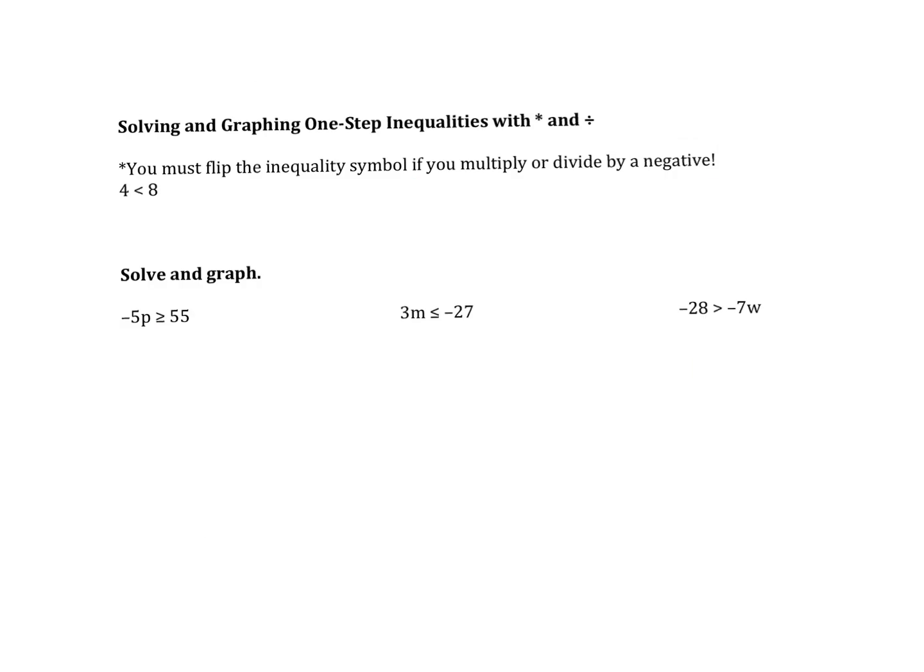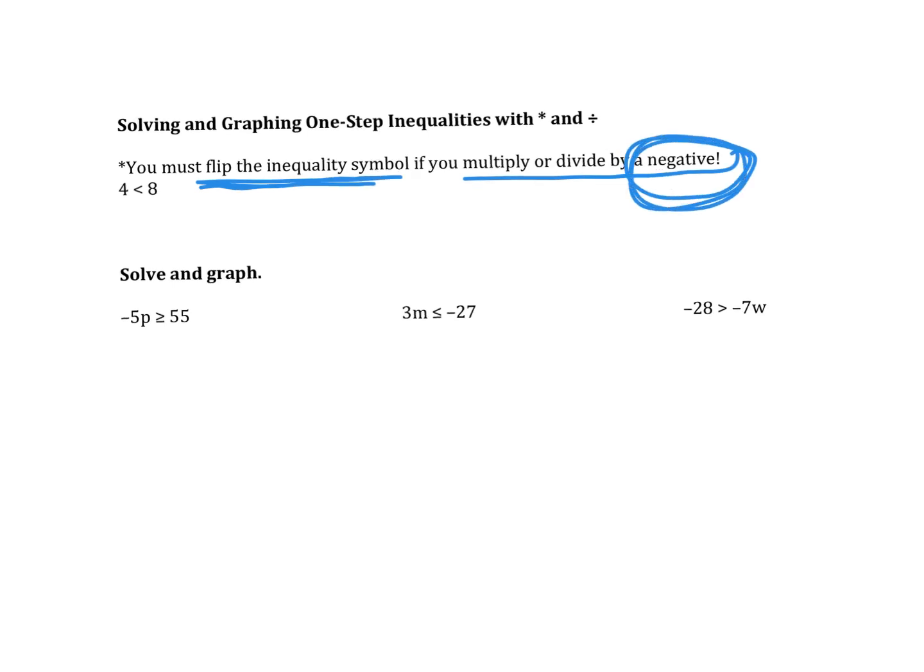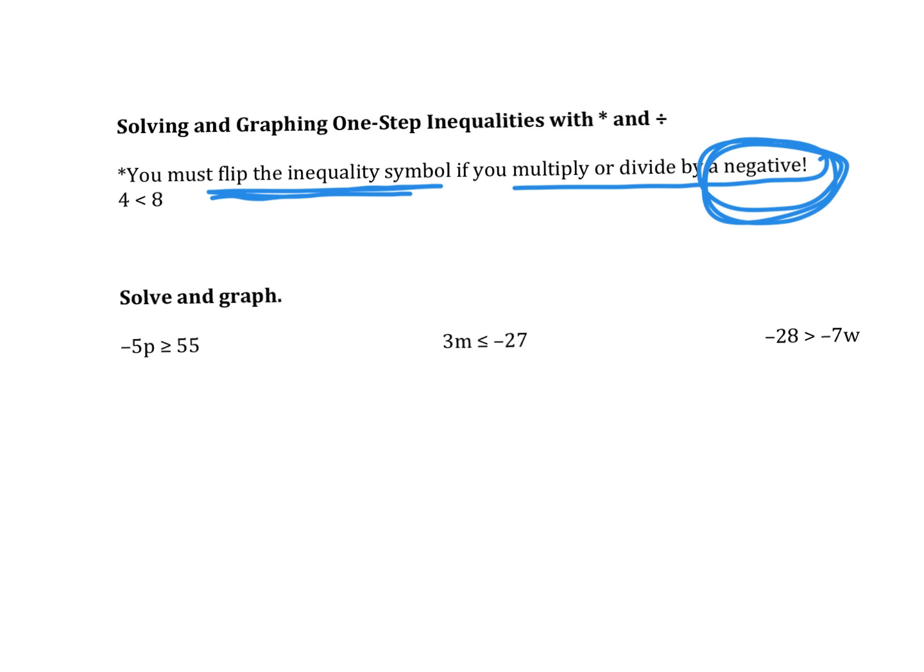Okay, when you do multiplication and division, and only with multiplication and division, you sometimes have to flip the inequality symbol over. And that's only if you multiply or divide by a negative number on both sides. I'm just going to show you quick with a 4 and 8 over here why that happens. Say that I multiply first. I'm just going to multiply both sides by 2. So when I do that, I would get 8 is less than 16, and the relationship hasn't changed. The side that was smaller is still smaller.